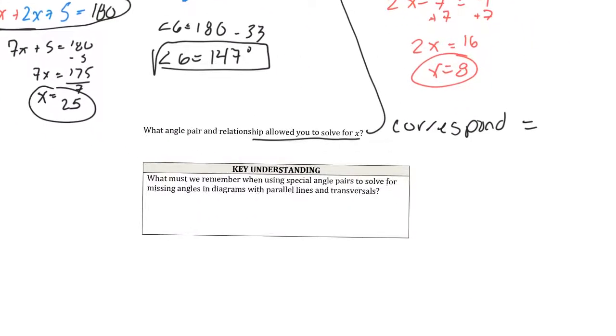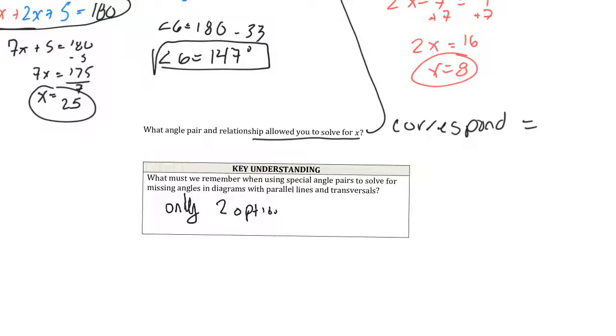So what do we got to remember when we're using special angles to solve for missing angles in diagrams with parallel lines? There's only two options. Makes it kind of nice. They're going to be equal or add up to 180, supplementary. And it helps to label what's equal in the beginning by marking up your diagram.